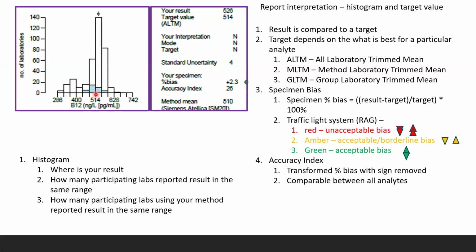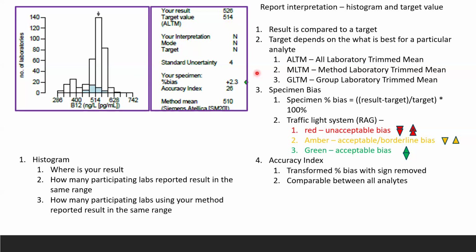Results are presented by histogram, and they normally follow the Gaussian distribution. So the wider the distribution, the more imprecision there is. The next part of the graph is the one on the right, and it's a box which shows how our EQA result compares to the target.